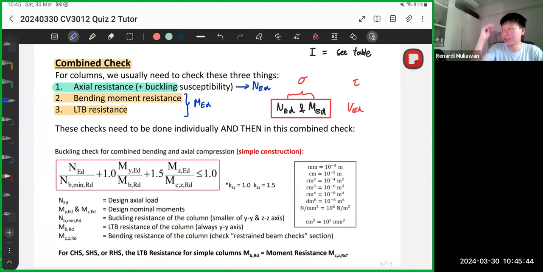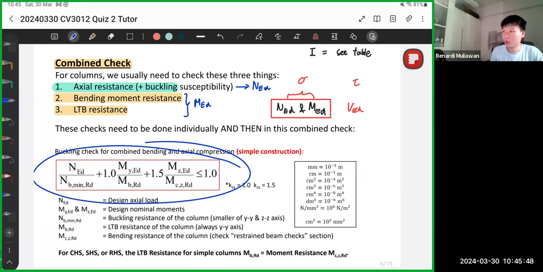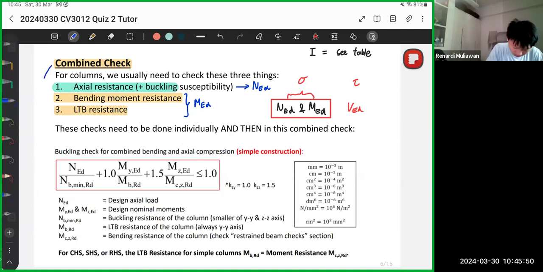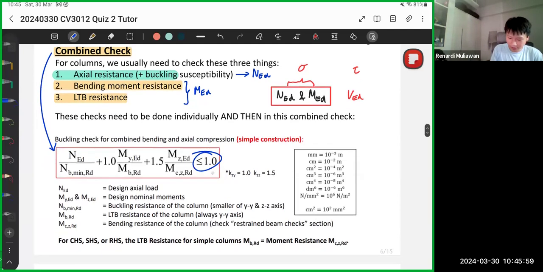However, after you've done it individually, you must combine it in this one formula. Okay, this is the combined check. So just plug in the formula, make sure it's less than 1. So very simple, right? For simple constructions, the coefficient is 1 and 1.5.